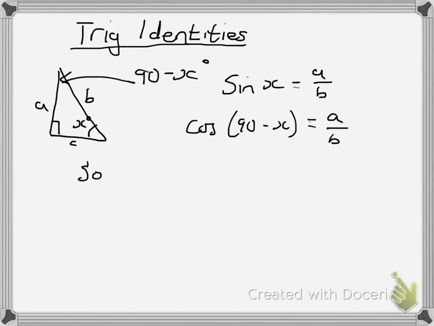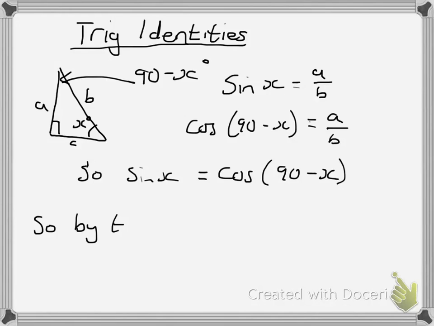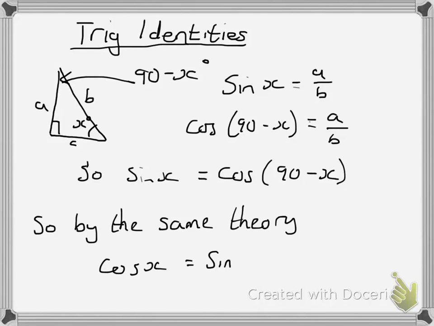So that tells me that sine of x is the same as cos of 90 minus x. There we have what we call a trig identity. If that's true, then therefore it's also true that cos of x is equal to sine of 90 minus x. Those are your first identities.